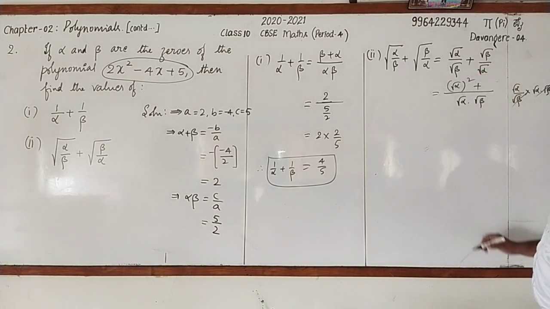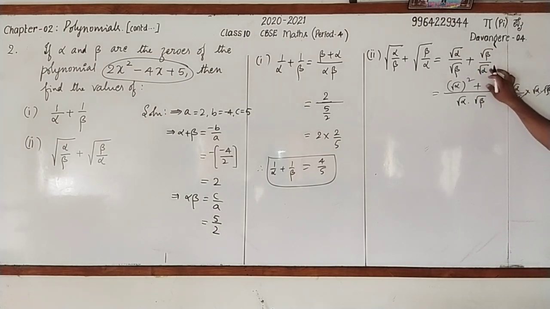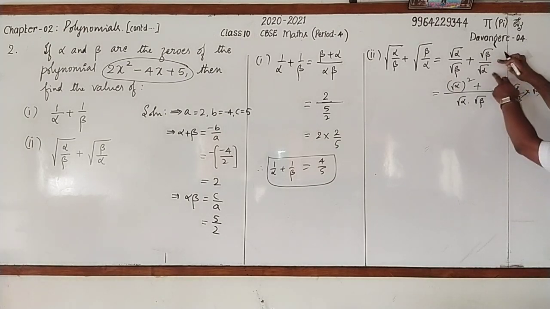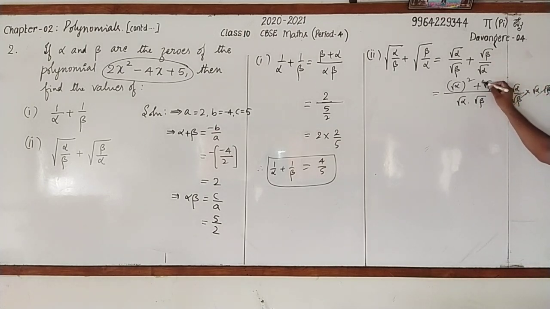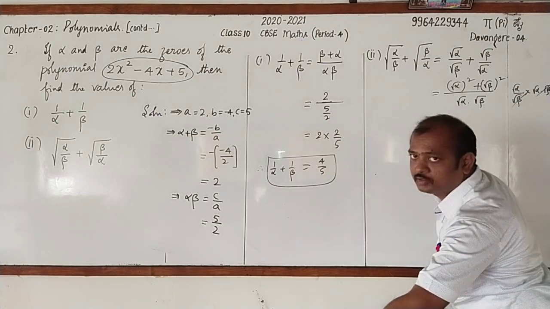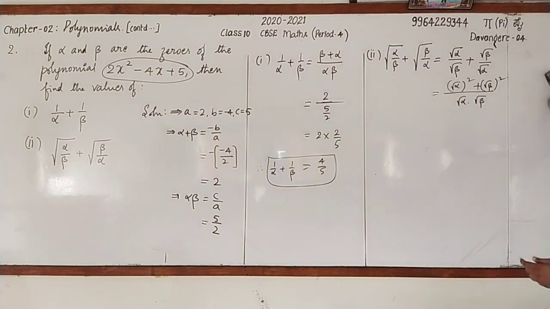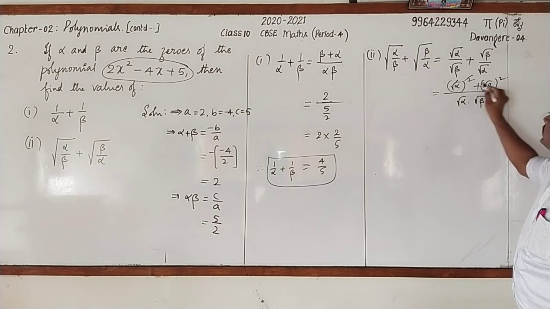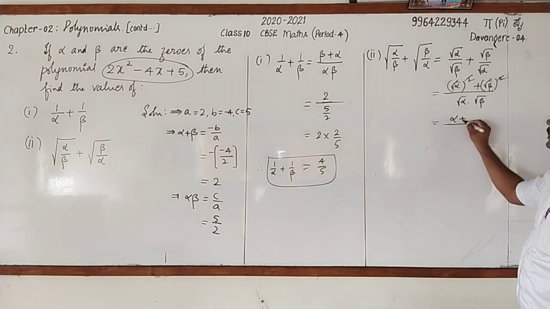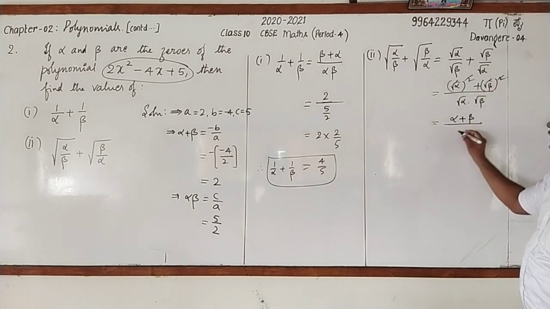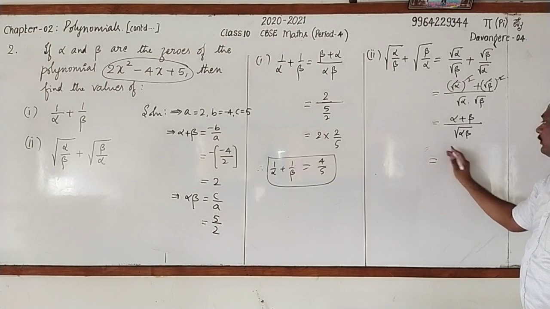Next, plus. Then multiply the second LCM with the second term. Now this time root alpha gets cancelled. Root beta will remain. Root beta into root beta, whole square. Got it? Now here square and root get cancelled. This is equal to alpha plus beta, and root alpha into root beta can be written as root alpha beta.